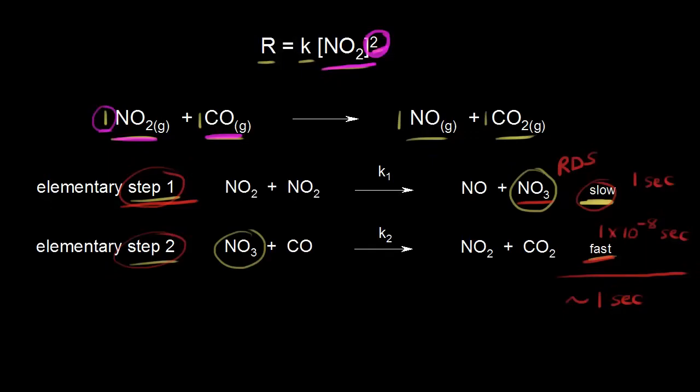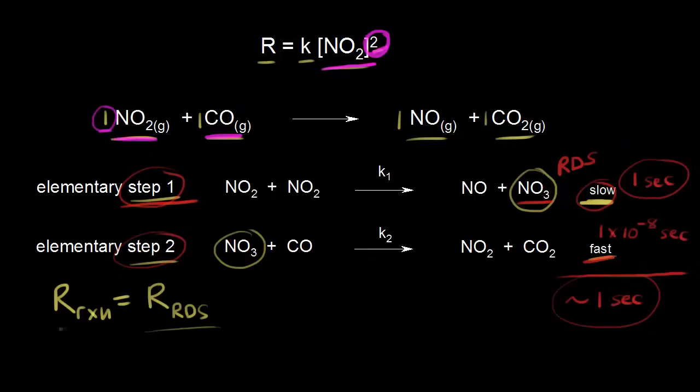So the effective rate of the reaction is determined by the time consumed during the slow step. Right? The slow step took 1 second, and that's pretty much how long our overall reaction took. So we can say that if we're trying to find the rate of the overall reaction, that should be equal to the rate of the rate determining step, as we've just seen by this example over here. So if we can figure out the rate law for the rate determining step, that's a good approximation of the overall rate of our reaction.